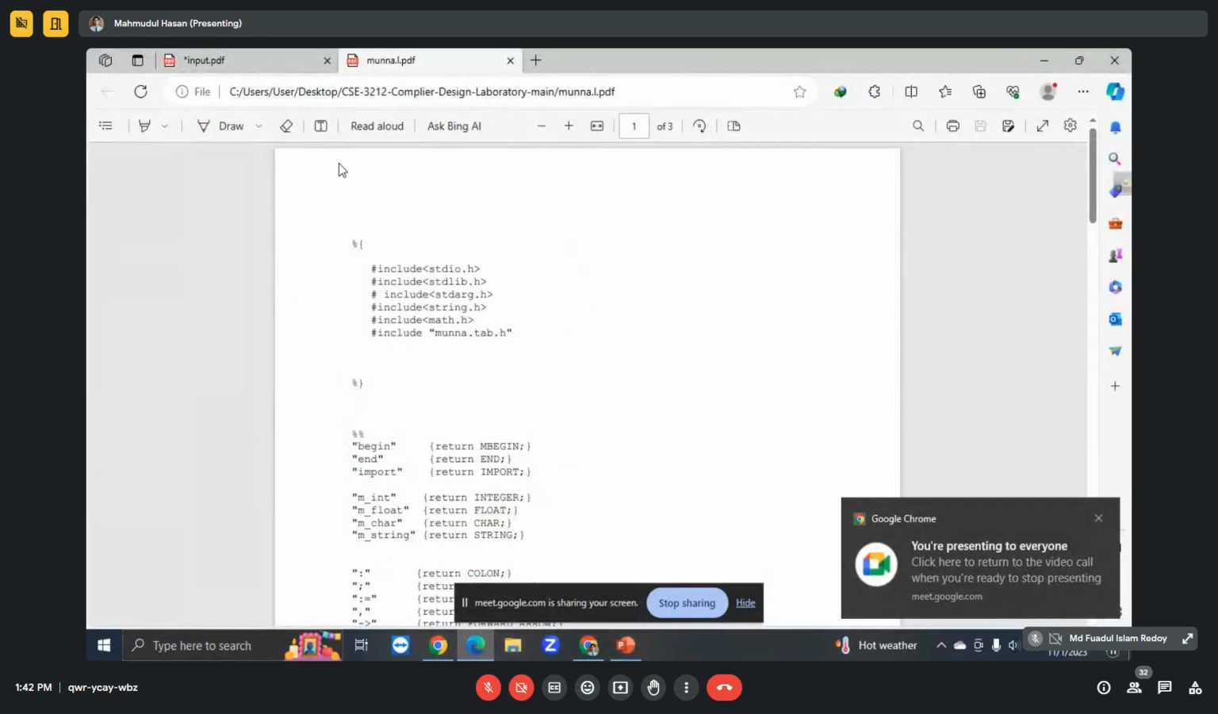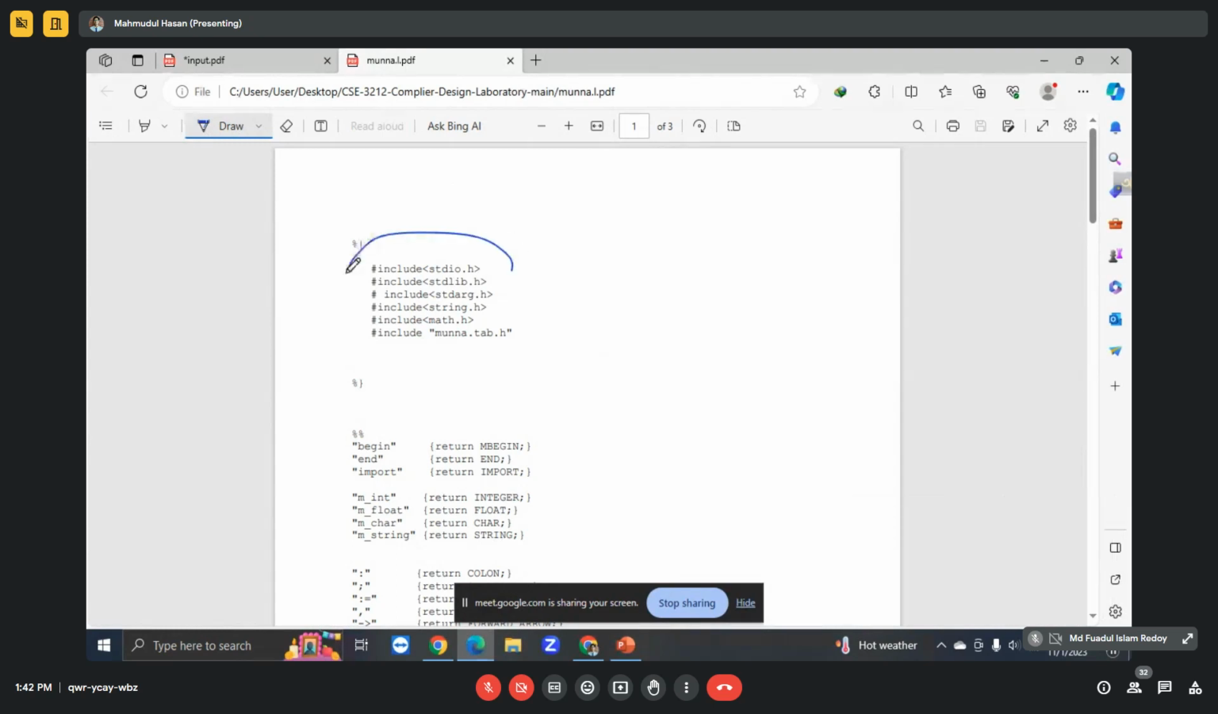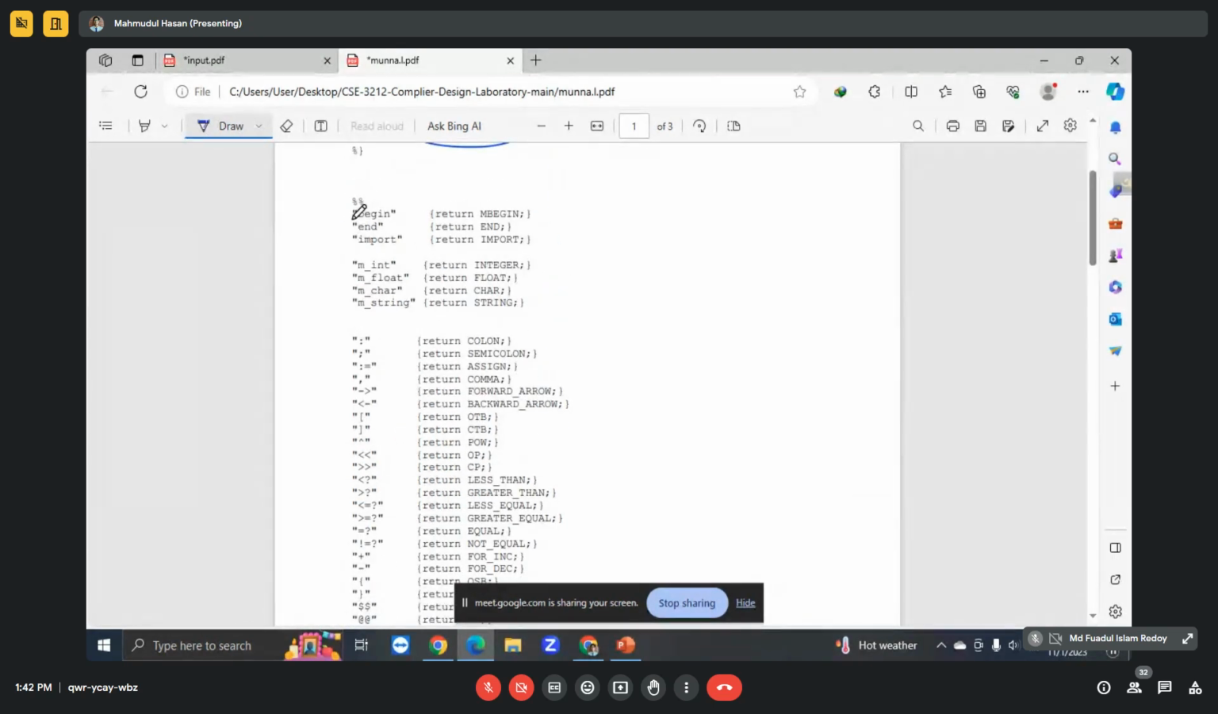So there are some declarations. Okay, no problem. So this one is the lexeme, and this one is the token of the lexeme, and this one is the keyword. That's why only the token name is enough. So those are the keywords.